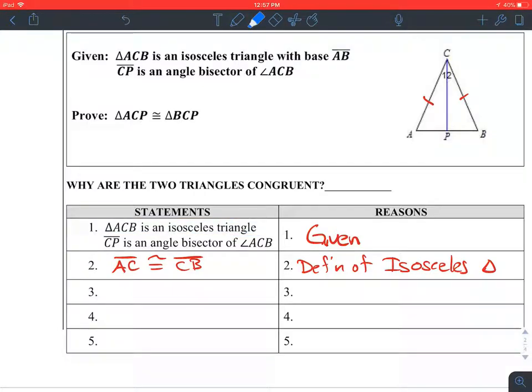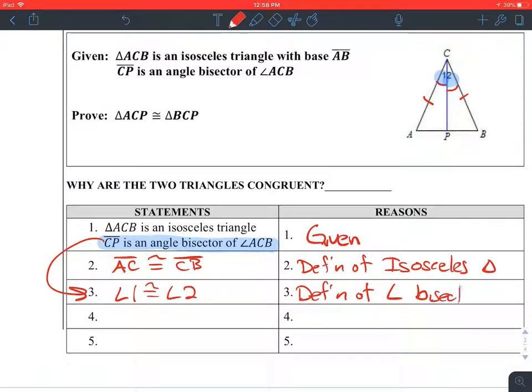The other fact that we're given, I just said given twice, segment CP is an angle bisector. An angle bisector means that these are going to be cut into two equal parts, angles 1 and 2. So we can call that angle 1 and 2, or we can name it angle ACP and BCP. But why bother when we're given angle 1 and angle 2? So angle 1 is congruent to angle 2. We know that once again because this says CP is an angle bisector. So it's a definition of angle bisector.